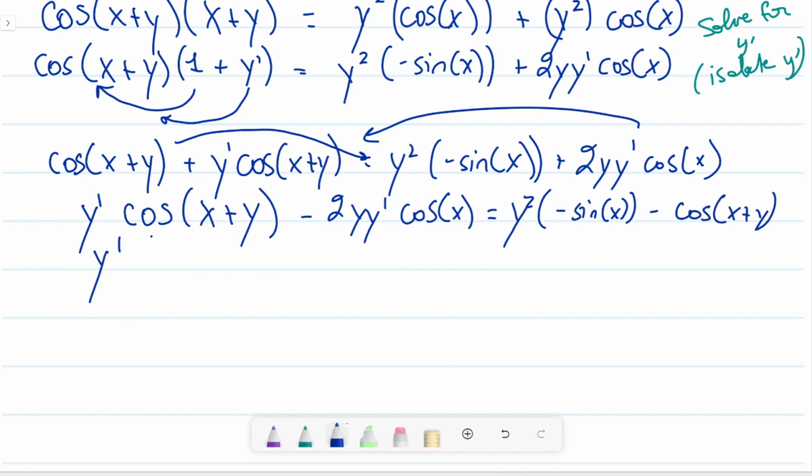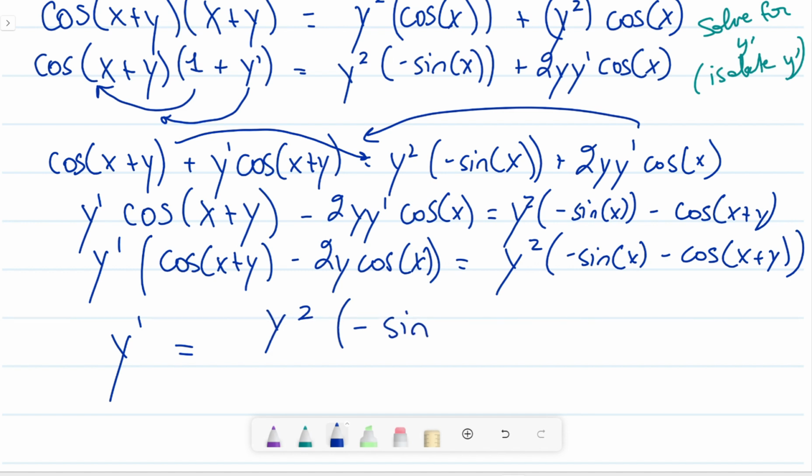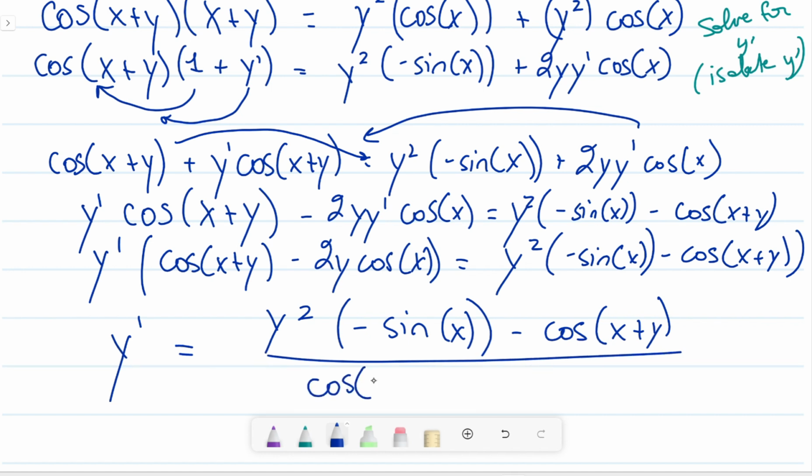Now let's factor y prime. I will get cos of x plus y minus 2y cos of x. This is equal to y squared times negative sine of x minus cos of x plus y. Now let's solve for y prime. I get y squared times negative sine of x minus cos of x plus y, all of this divided by cos of x plus y minus 2y cos of x. And this is my answer.